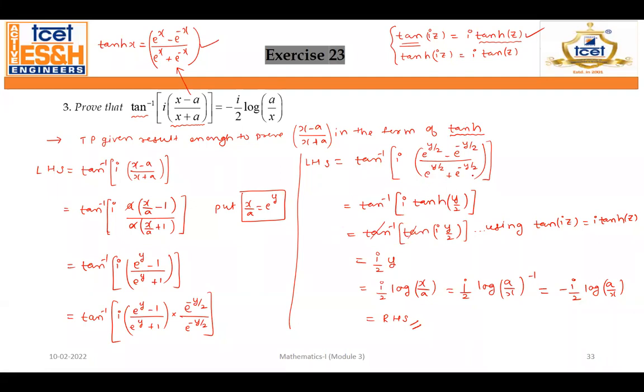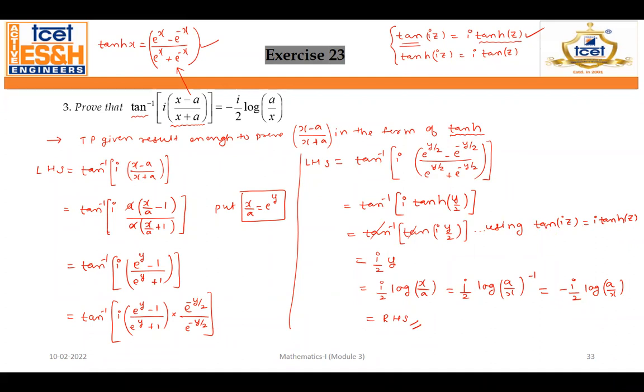Now look at this structure. Does it look like e raised to x minus e raised to minus x upon e raised to x plus e raised to minus x? This bracket. Yes, no? Sir, this looks like e raised to x minus e raised to minus x upon e raised to x plus e raised to minus x, which is tan hyperbolic x. So here y by 2 is there, which means this will become tan hyperbolic of y by 2. Then i times tan hyperbolic of y by 2 becomes tan of i times y by 2, using this relation.